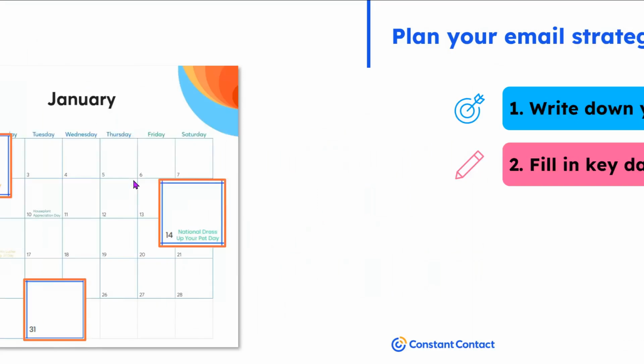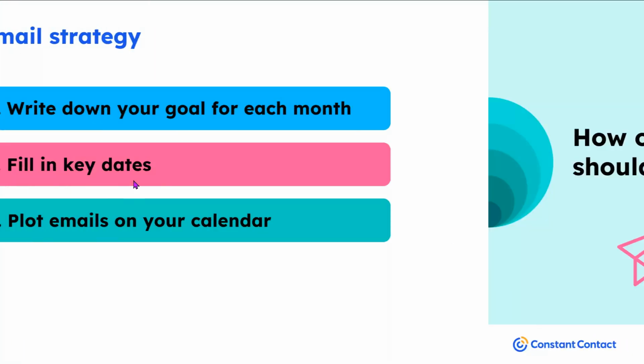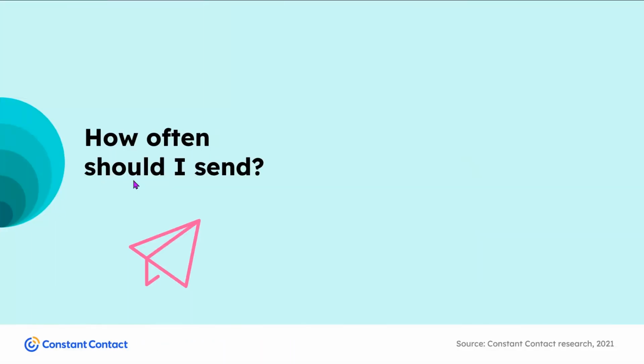Now, after you're done with step number two, it's now time to consider when and how often to send those emails and plot those specific emails on your calendar. Now, the number of emails you send depends on your goals and the type of email. But as you're thinking about frequency, it's important to remember that most people are okay with receiving more emails than you would think.